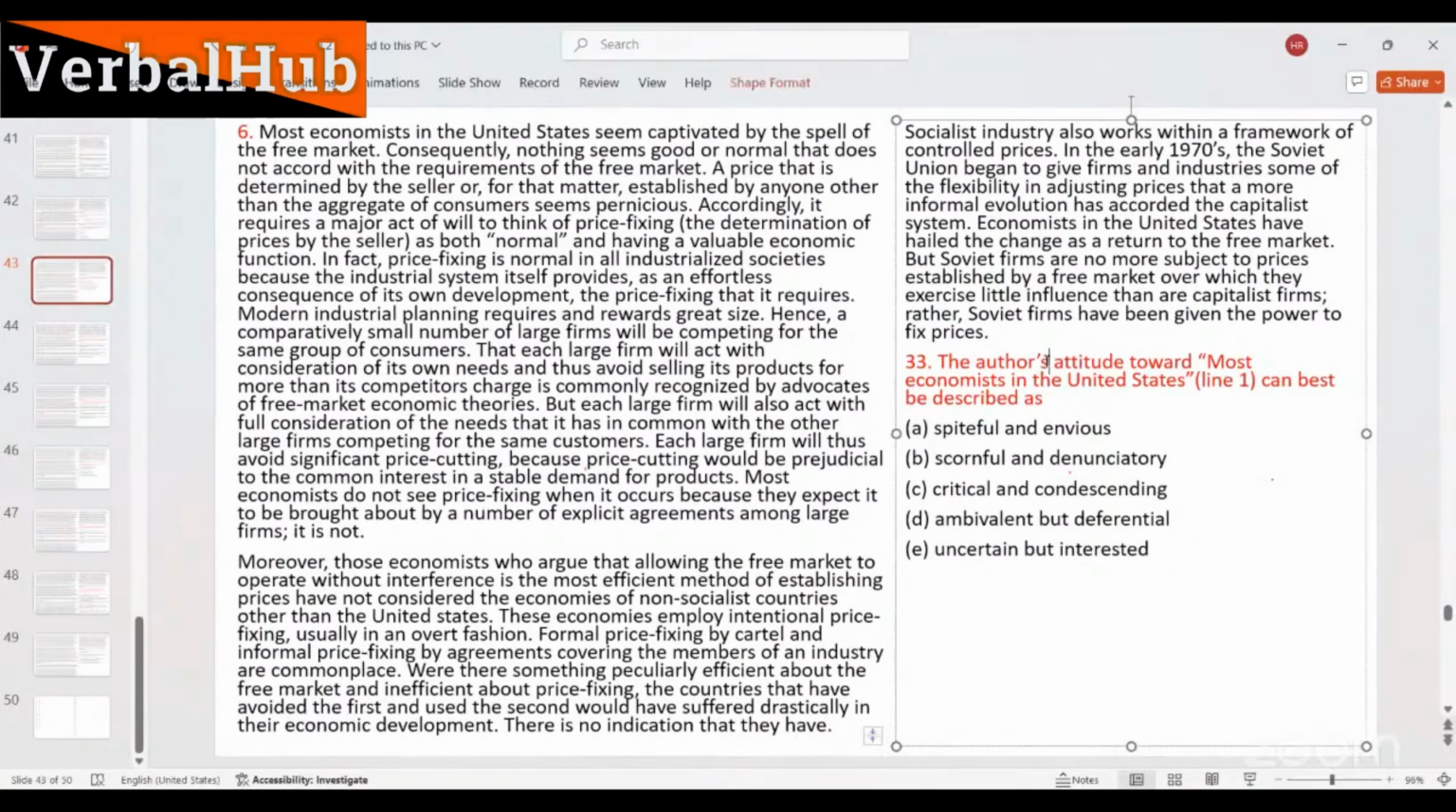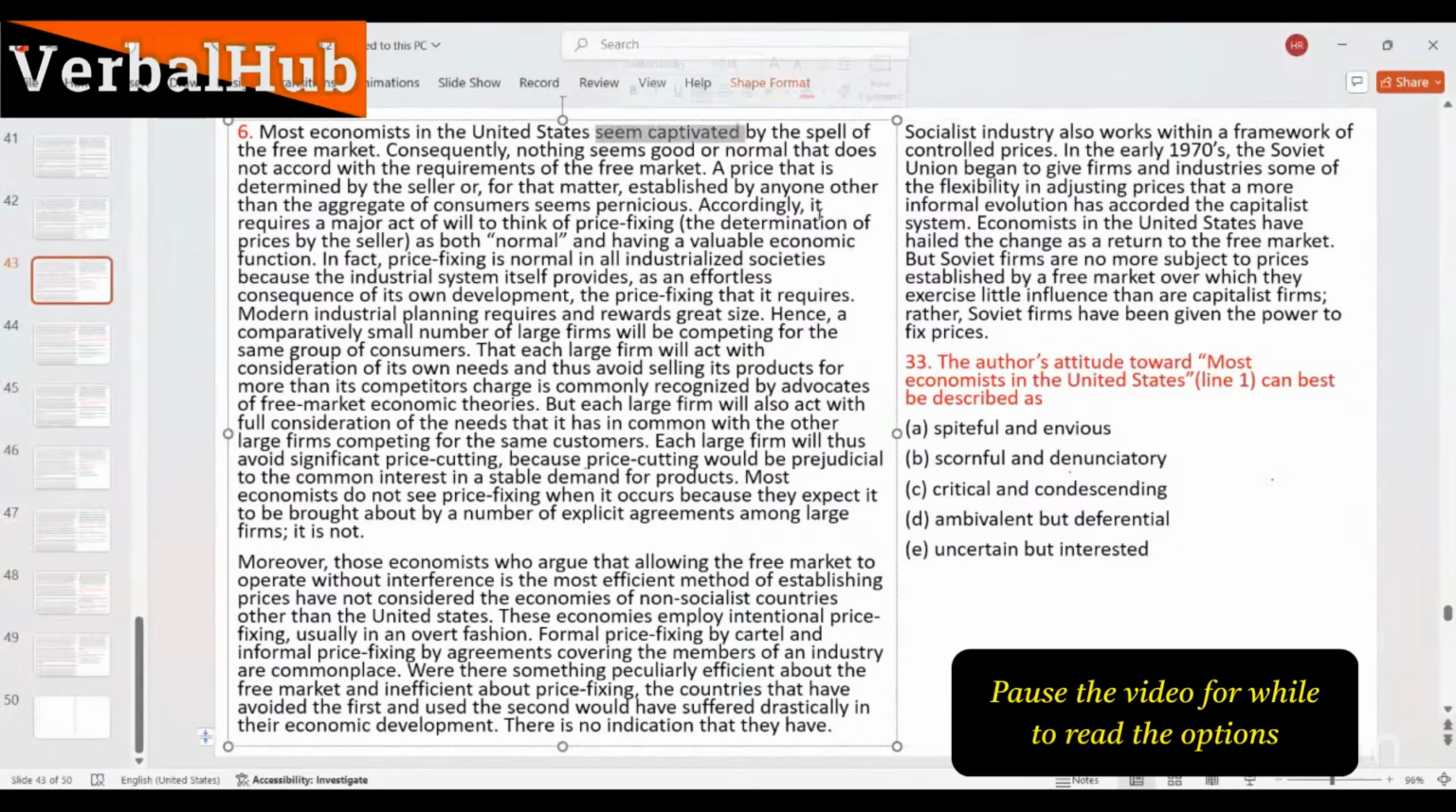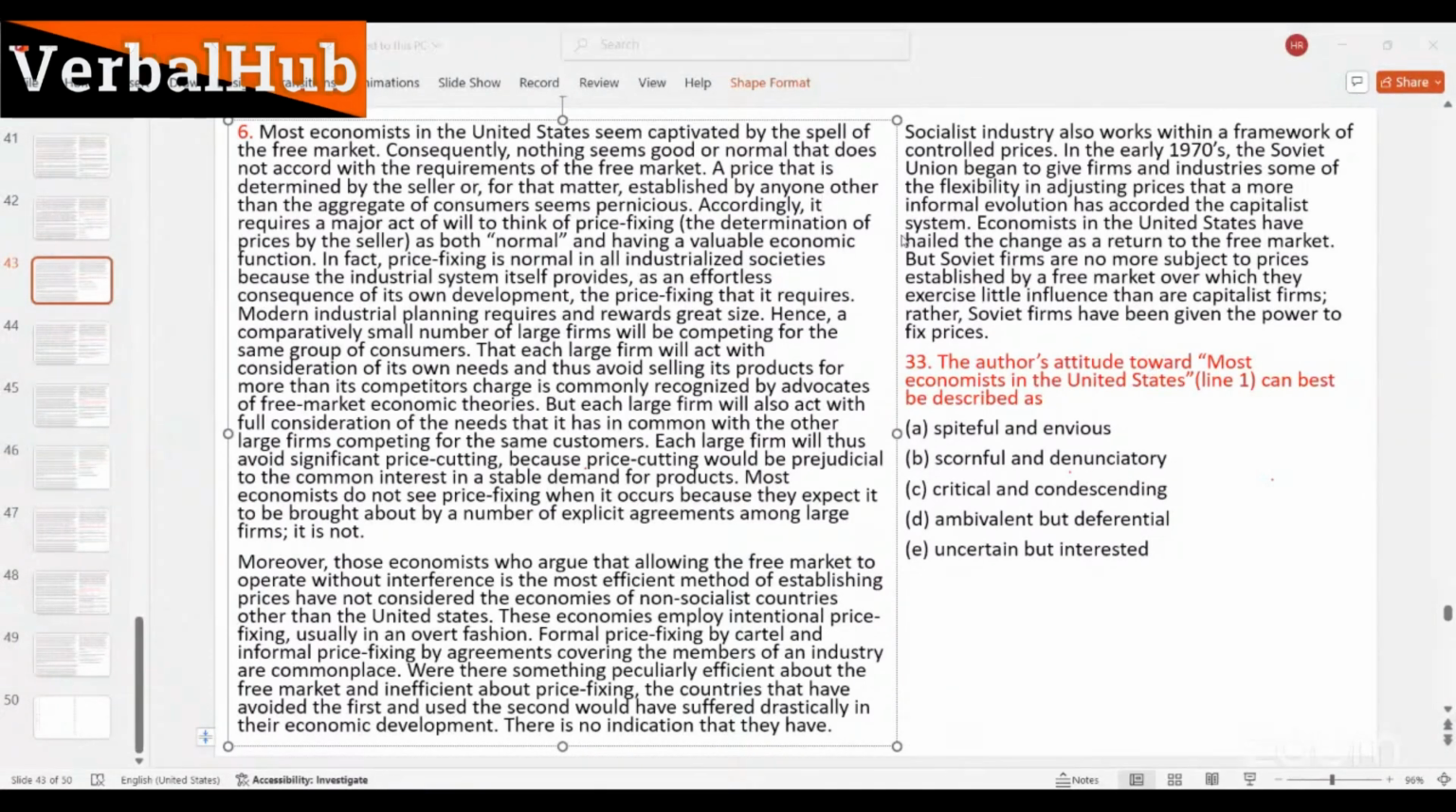Attitude toward. What does attitude toward mean? Type of tone. So look here. Again, a few lines will be more than sufficient. Toward most economists in the United States, captivated. So here it is what? Simply it is critical. Why? Because captivated means they were fooled. So which option is saying they were fooled? Answer: economists were fooled. So what is the tone? Very clear. Did you get it? They were fooled means they are being criticized, because economists are highly educated people, right? And highly educated people being fooled means what? What a shame. Right? So this is called criticism.